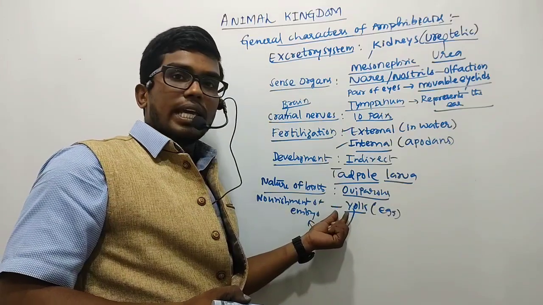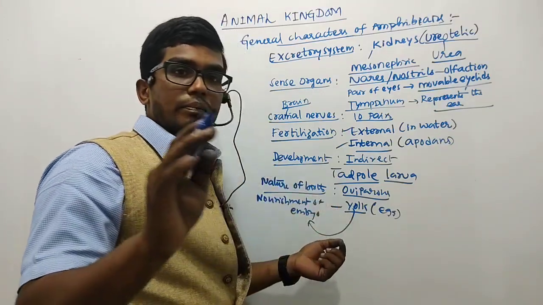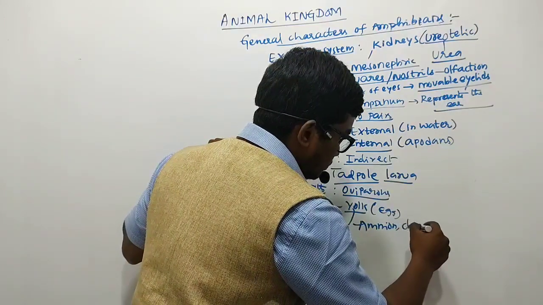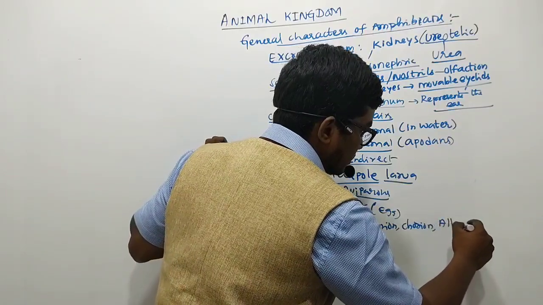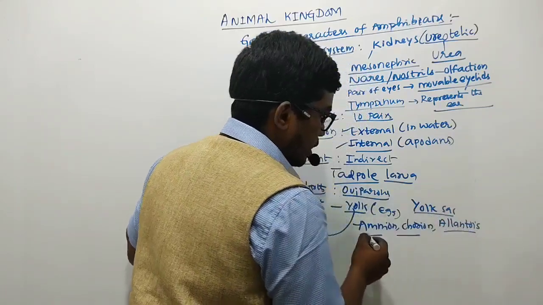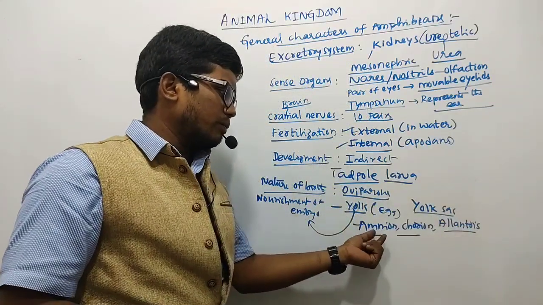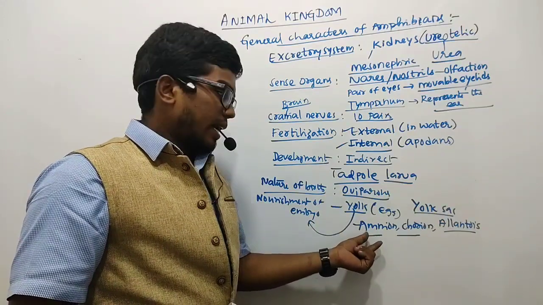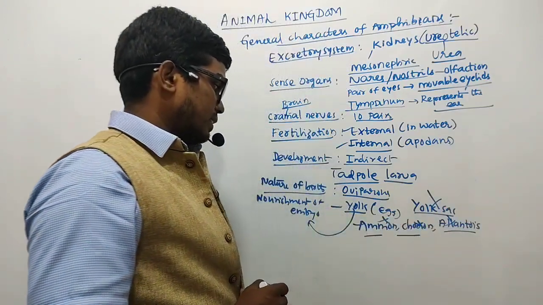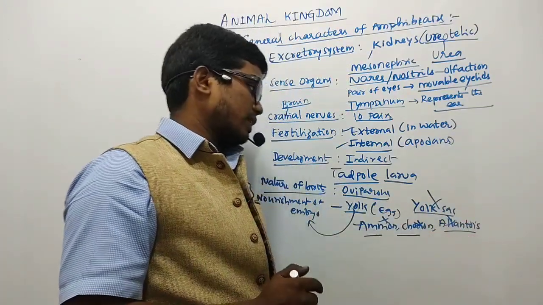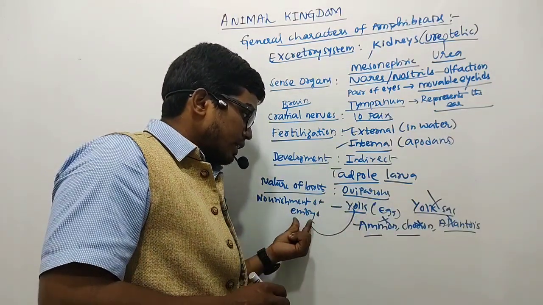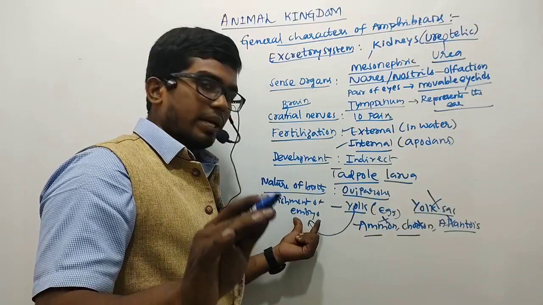And here the extra embryonic membranes, for example, we have four: amnion, chorion, allantois, and even the yolk sac. All these four extra embryonic membranes, which participate in many processes of nourishment and the reproductive process, are completely absent in amphibians. So we call them extra embryonic membranes. So remember, yolk is necessary for providing nutrition for the developing embryo.